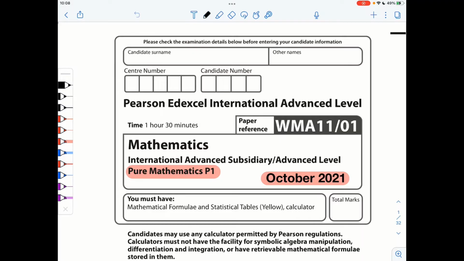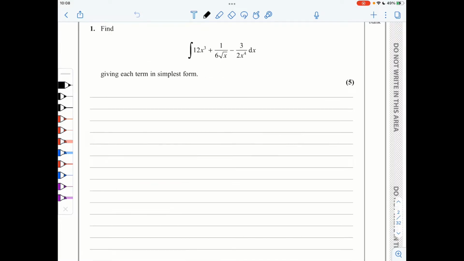Hi everyone, today we'll be looking at the Pure Mathematics 1 October 2021 paper of the International A-Level. In question 1 we need to find this integral, so the first thing to do is write out the integral in a form that allows integration to happen without any mistakes.